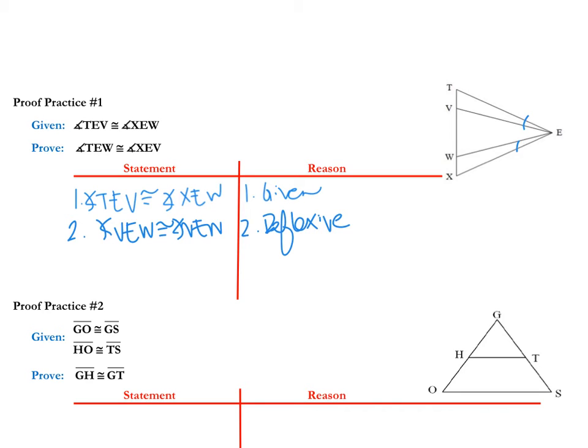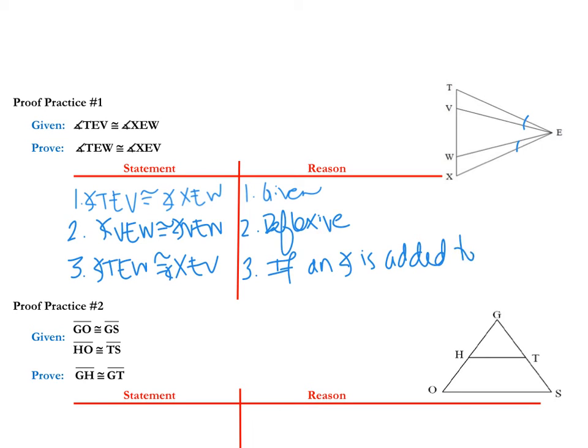Because now we have two pairs of congruent angles. Since we have two pairs of congruent angles, I can say the proof that angle TEW is congruent to angle XEV by, if an angle is added to congruent angles, then the sums are congruent.